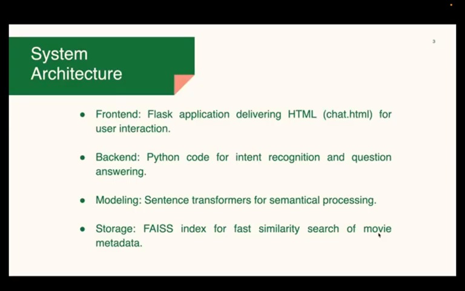Once the match is found, the backend extracts relevant information like the cast, year, and summary, and generates a response using structured templates. This modular design, frontend for interaction, backend for processing, semantic modeling for understanding, and FAISS for fast retrieval, makes the system both efficient and scalable.